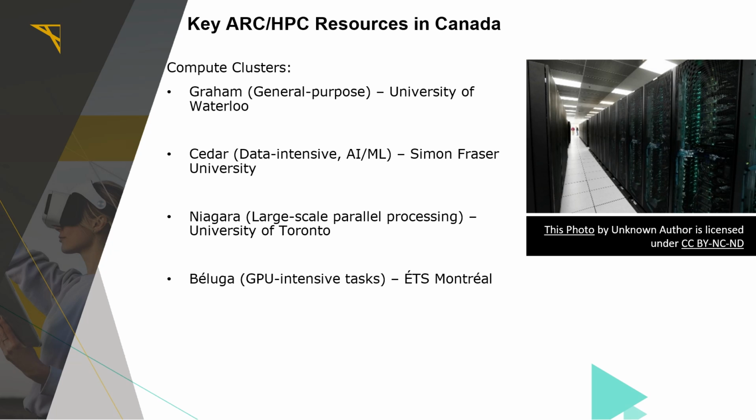And another one is Beluga. This is the one I use a lot more. This one is for GPU intensive tasks. I gave the example about the usage of LLMs. When you're fine tuning LLMs, it's a very GPU intensive task. And this is at the ETS Montreal. It's optimized for deep learning, AI model training, and simulations that require GPU. It can also, I think, be used for computer vision, natural language processing, and high speed AI inference.